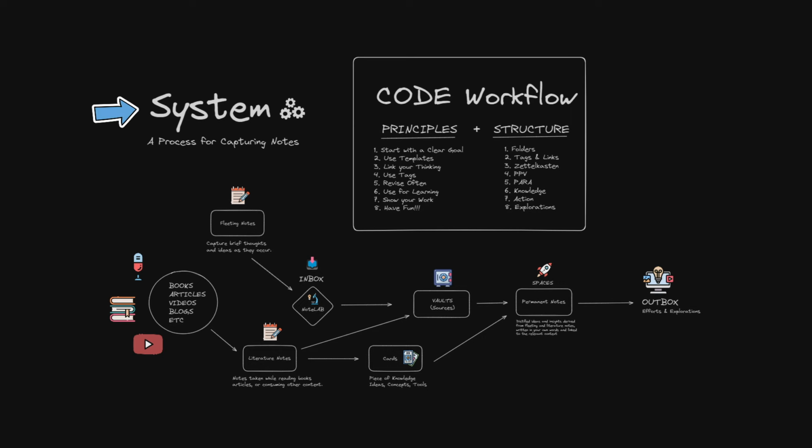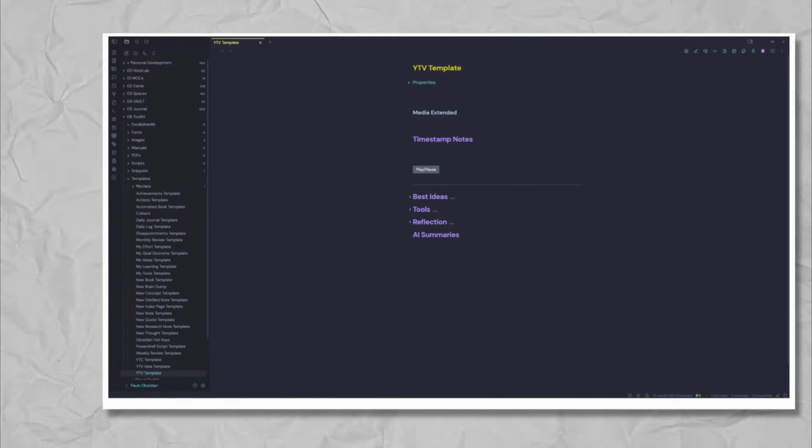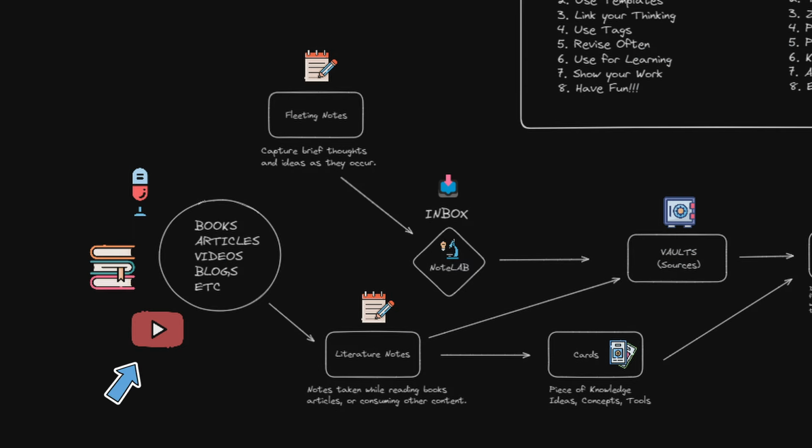As we review our note-taking system, the following step after identifying the media type is to create a literature note within our personal knowledge management system. This is going to be our YouTube video note. Let's now walk through the process of capturing a YouTube video note and integrating it into our Vault.